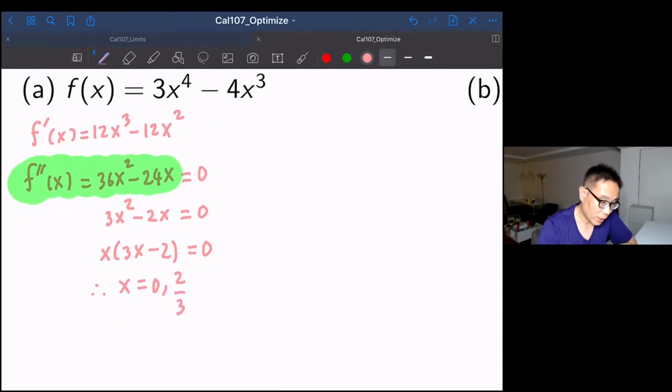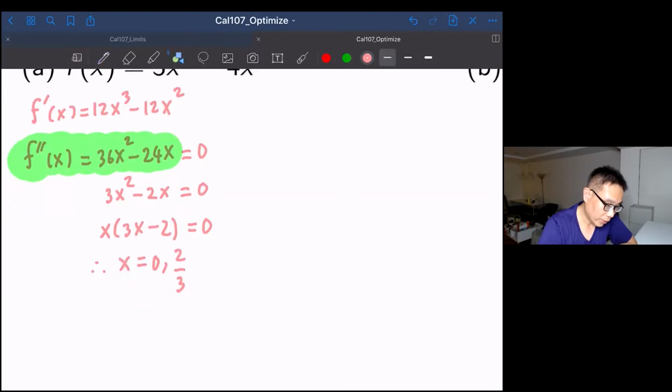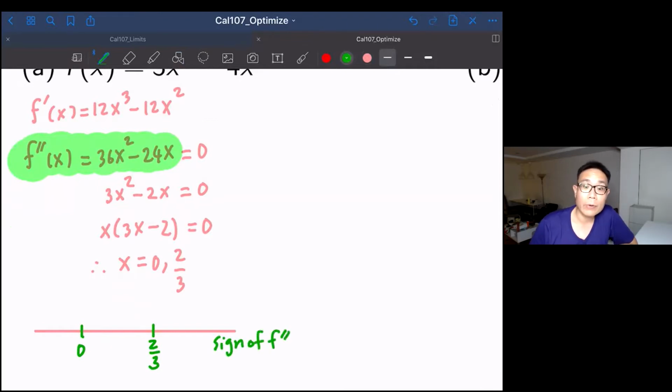Okay, and now you're going to check the sign. You can draw the graph of the function to check the sign. You need 2 points, 0 and 2/3, and we're going to check the sign of f double prime.